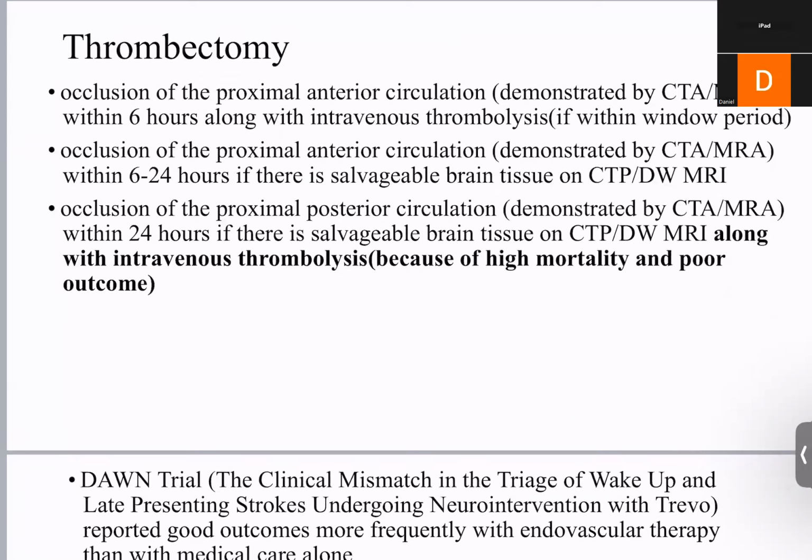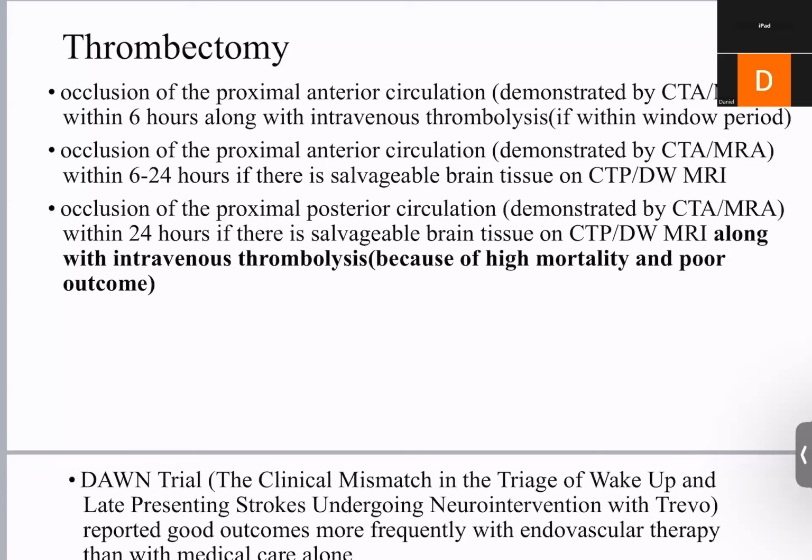So for occlusion of the proximal anterior circulation demonstrated by CT or MRI angiogram within 6 hours, along with intravenous thrombolysis, thrombectomy should be tried. And if there is occlusion of the proximal anterior circulation demonstrated with CT or MRI between 6 to 24 hours, if there is salvageable brain tissue on perfusion or diffusion weighted imaging, again thrombectomy can be proceeded.